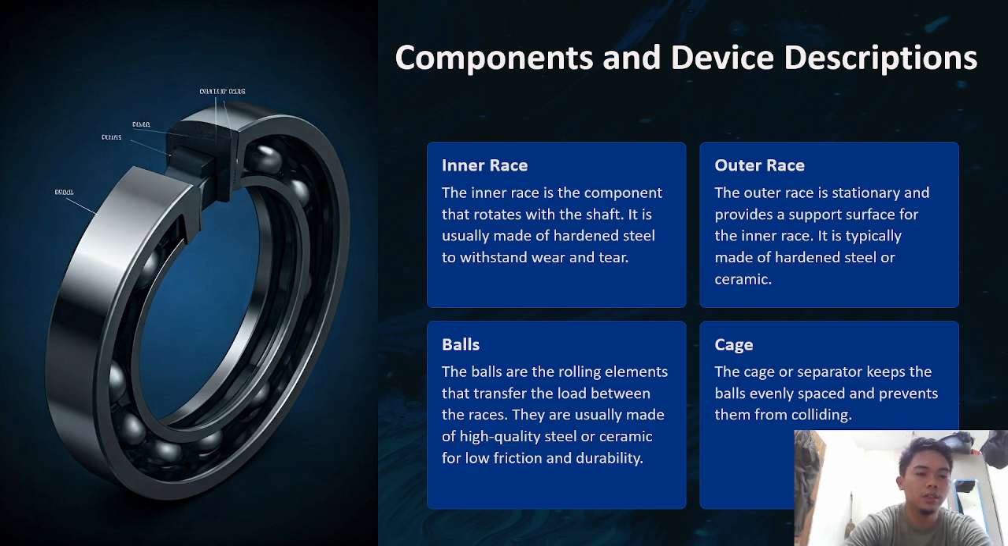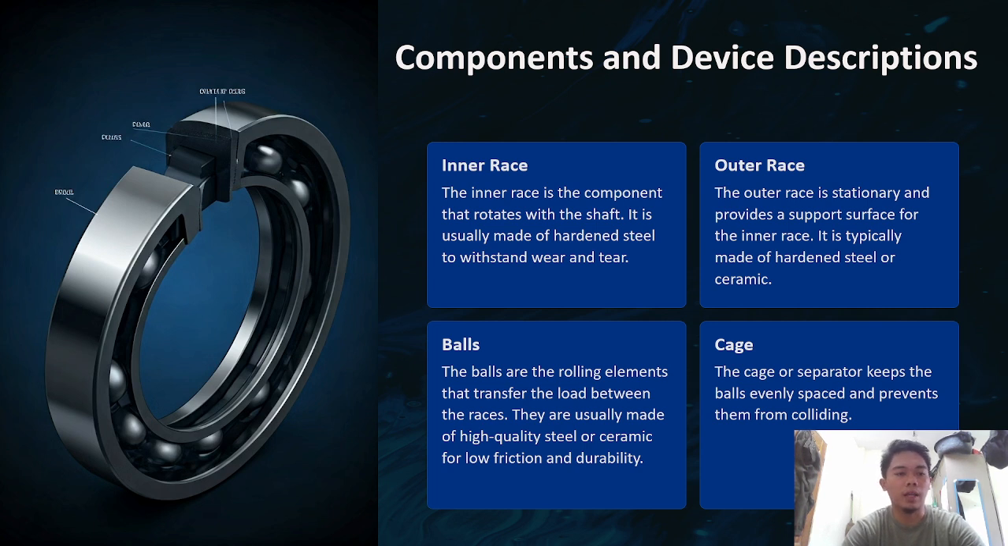This outer race serves as the stationary counterpart to the inner race, providing a robust support structure for the entire ball bearing assembly. So, unlike the inner race, the outer race does not rotate but remains fixed in place, allowing it to stabilize the moving parts. Typically constructed from hardened steel or ceramic, the outer race is designed to withstand various operational stresses while maintaining its shape and integrity. The choice of material plays a crucial role.